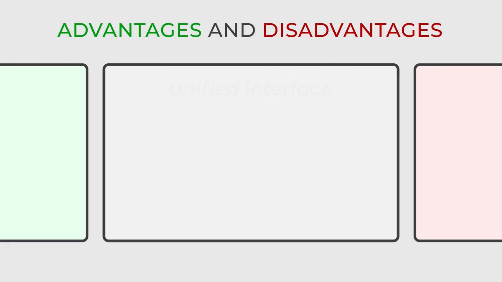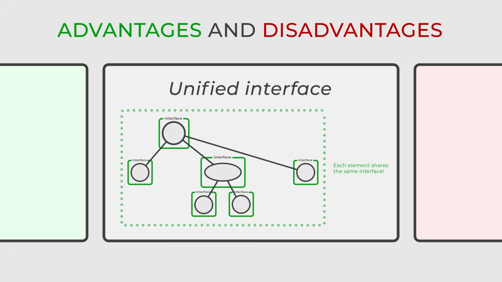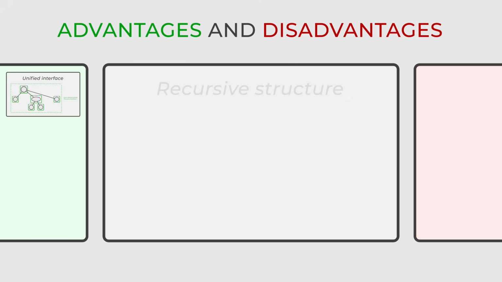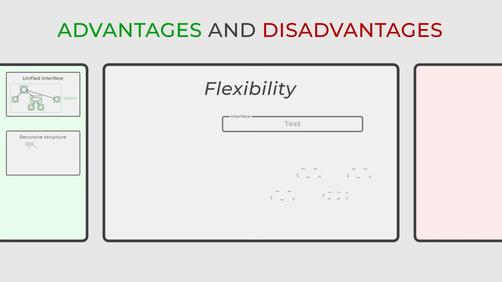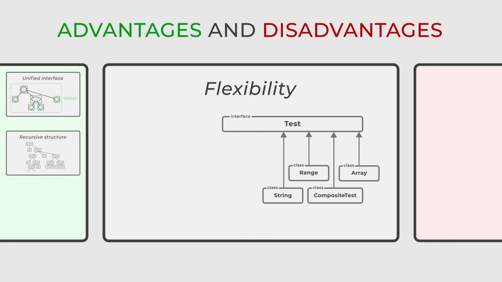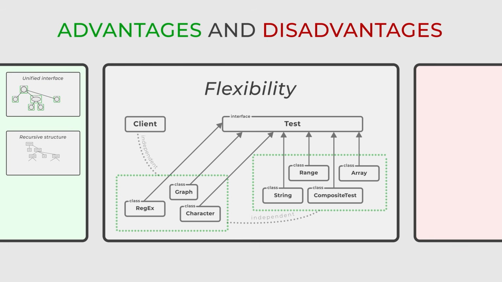One of the main advantages is its unified interface. It provides a consistent way to work with individual objects and complex compositions. This consistency simplifies client code and enhances ease of use. Moreover, its recursive structure is beneficial for representing complex hierarchical structures in a clean and organized manner. Additionally, the pattern is highly flexible, allowing the incorporation of new components, be they leaves or composites, without any destructive effects on the existing structure or client code.